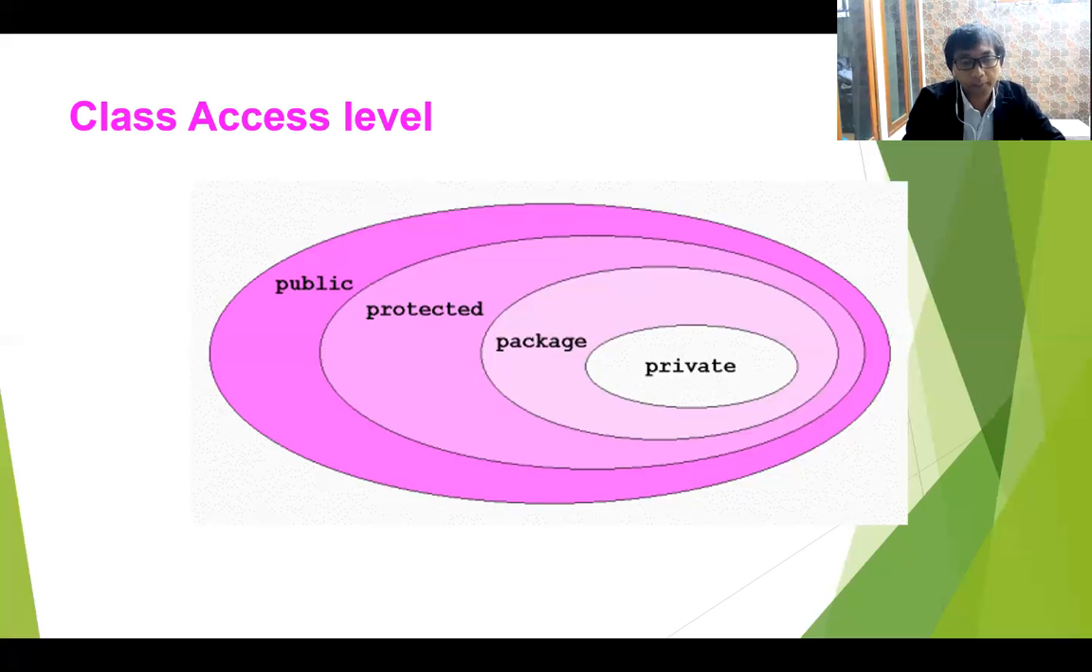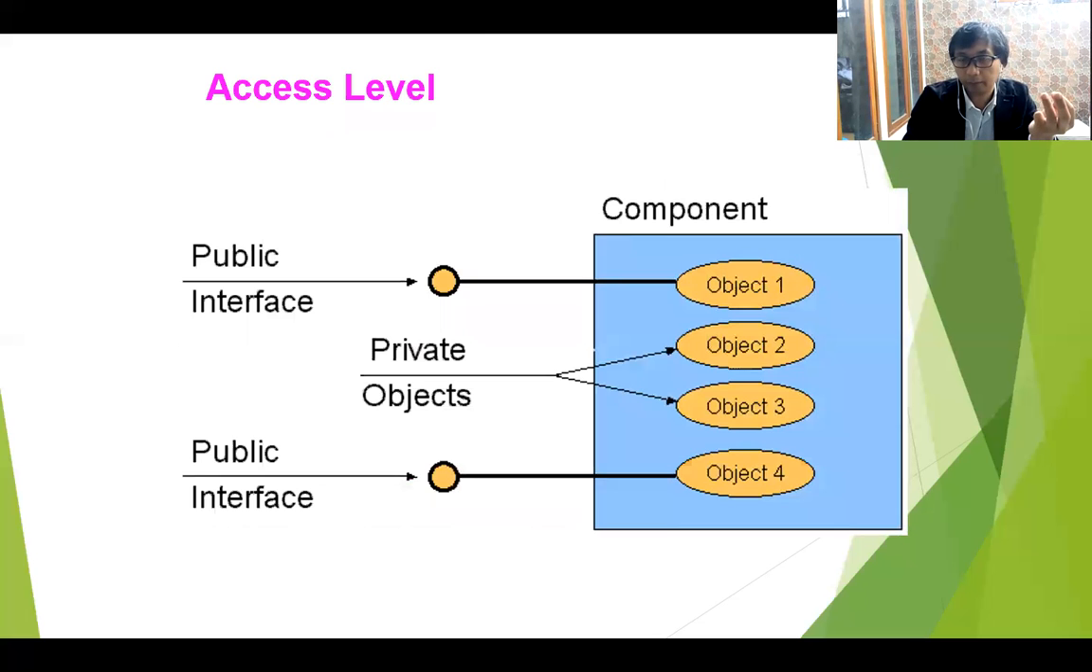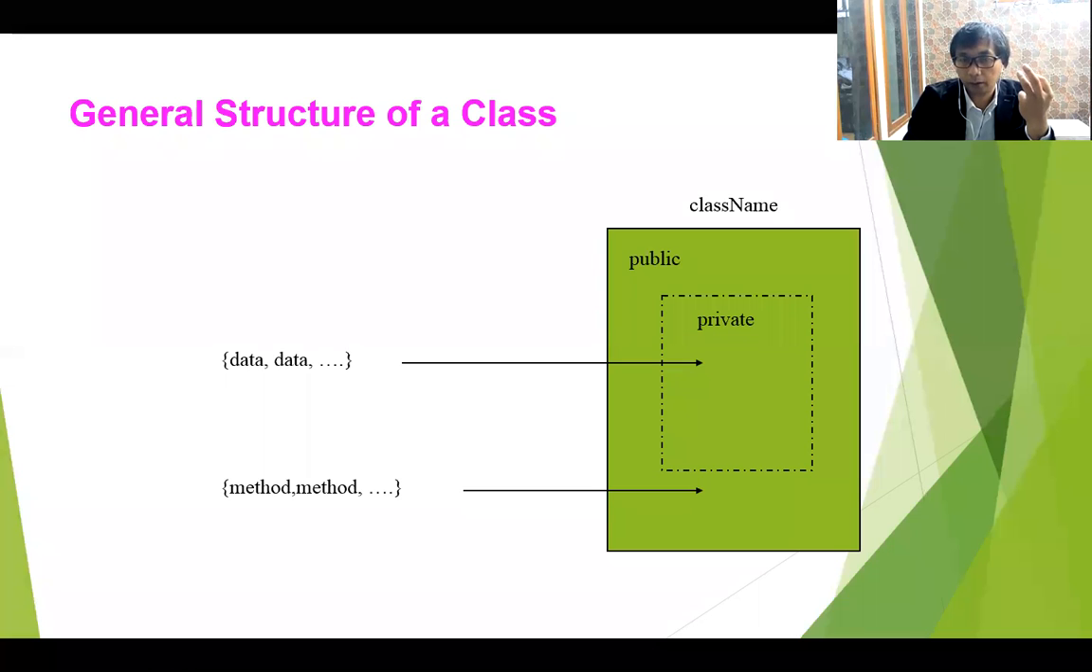So basically, there are three access levels in programming languages: private, protected, and public. In general, when you create a class, you should always think that the data or the attributes of the class should always be at a private access level, and the methods of the class should always be at a public access level. So this is the general structure of the class.